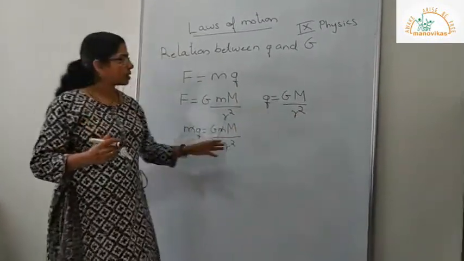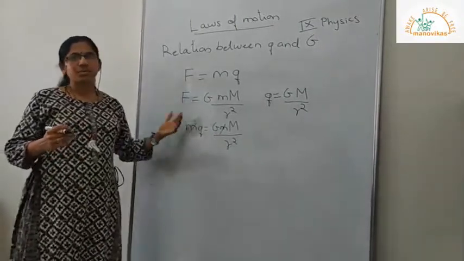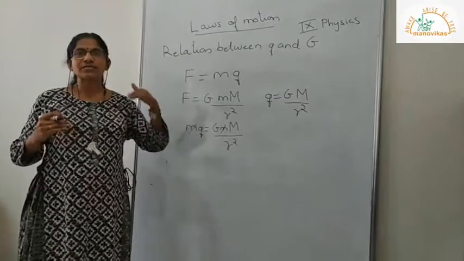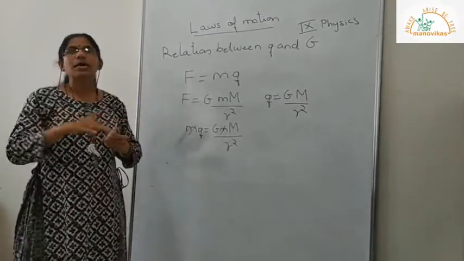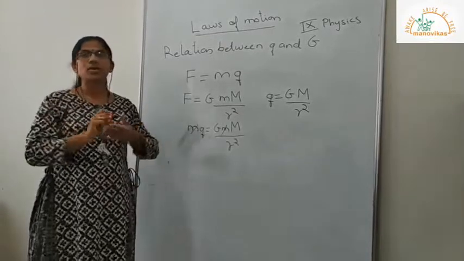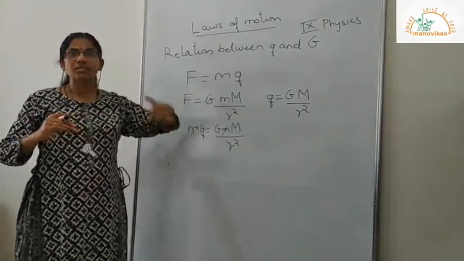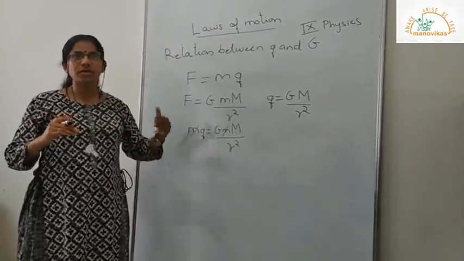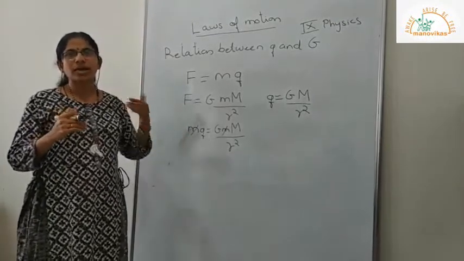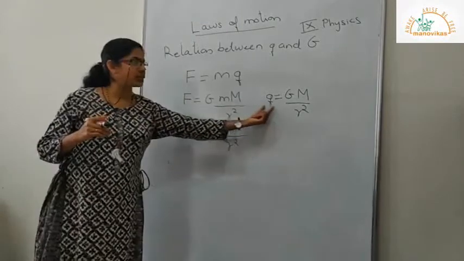Correct? The next concept is about using equations of motion. Now let us see how these equations of motion get affected when an object is freely falling. For free fall of an object, the initial velocity is 0 and the acceleration is g.